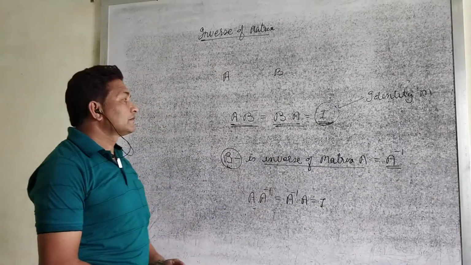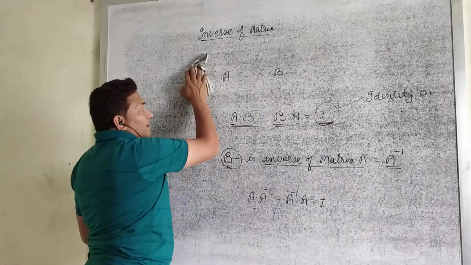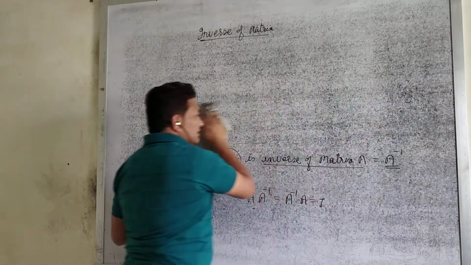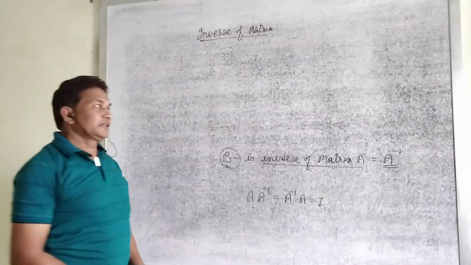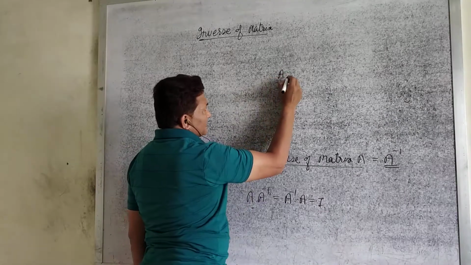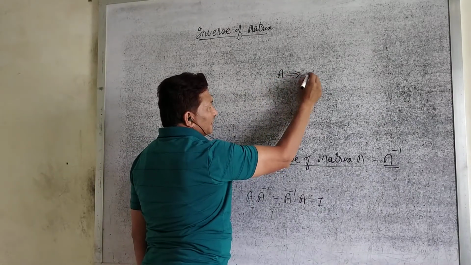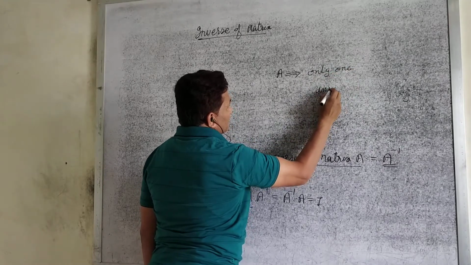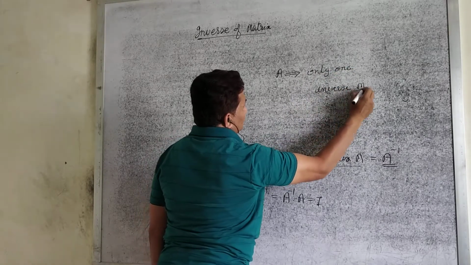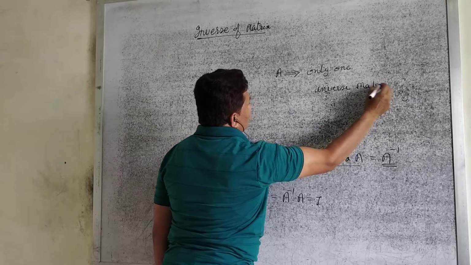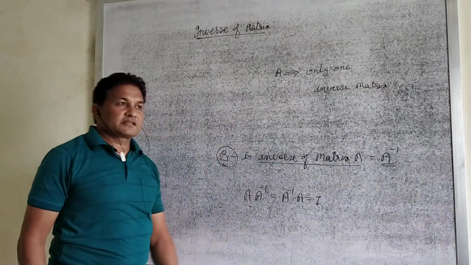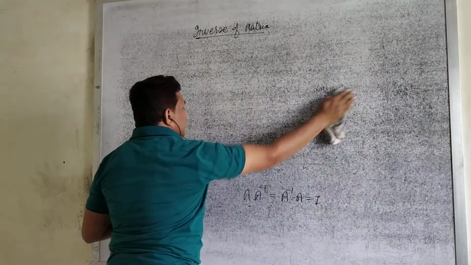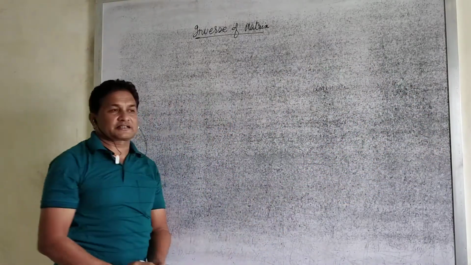So this is the definition of the inverse of a matrix. Now after getting the definition, see the uniqueness of inverse. What does uniqueness mean? If A is your matrix, then it has only one inverse matrix. So this is your uniqueness. Now see how it is possible. See the proof of uniqueness of the inverse of a matrix.